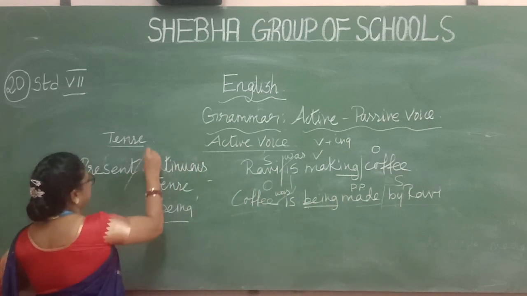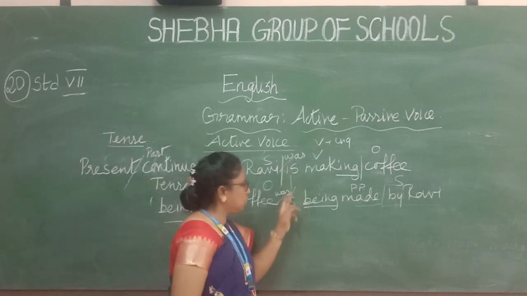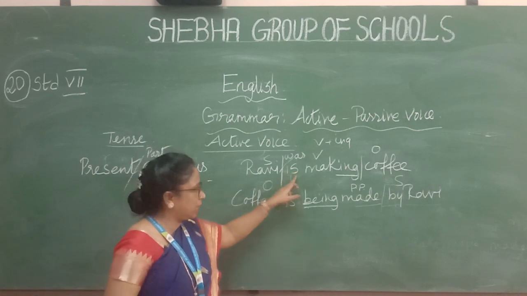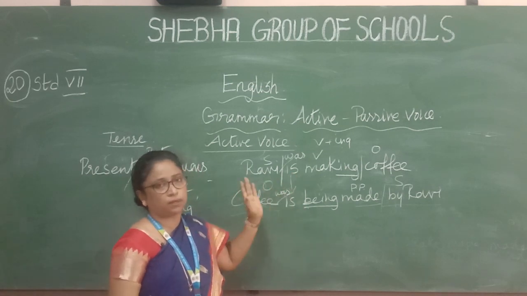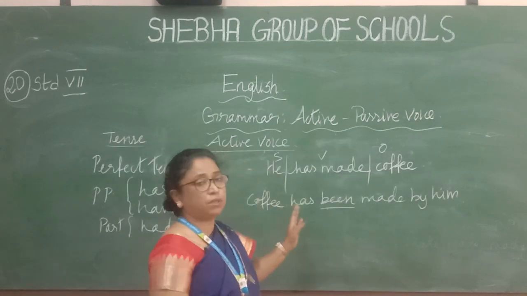Present and past continuous tense. Same thing only. You just have to add these two things, and you are going to change them. If present continuous tense is "is" or "are", then past continuous tense is "was" or "were". Got that now? Okay, now the last part is coming, the perfect tense.